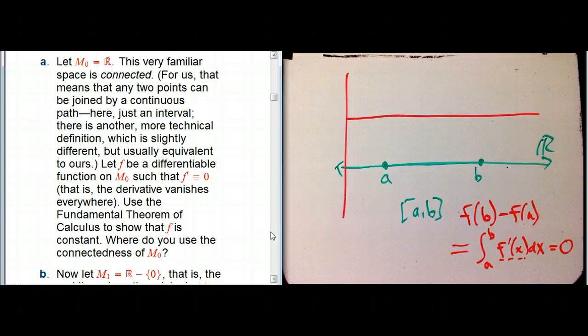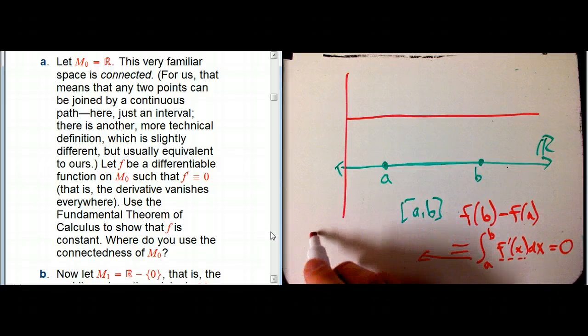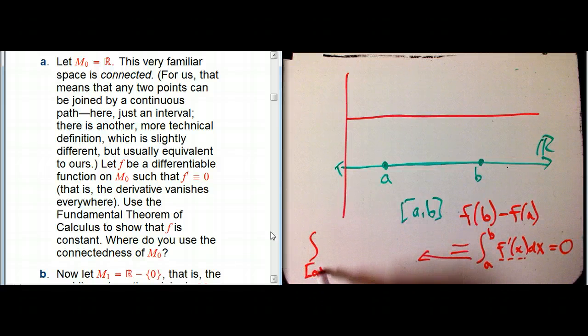Okay. So what I want to point out is that we could also write this, put it over here, as the integral over the interval a, b of f prime of x dx. And in fact, using differential forms notation, that's the integral over this ab.